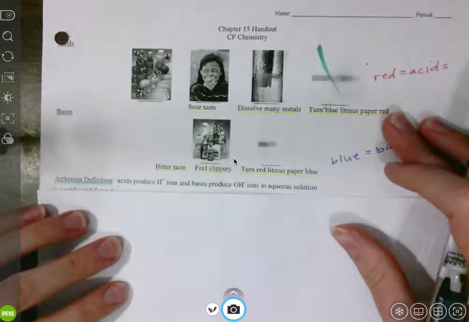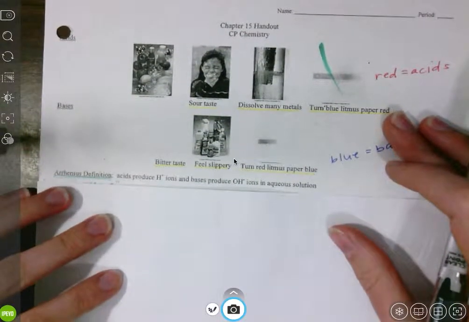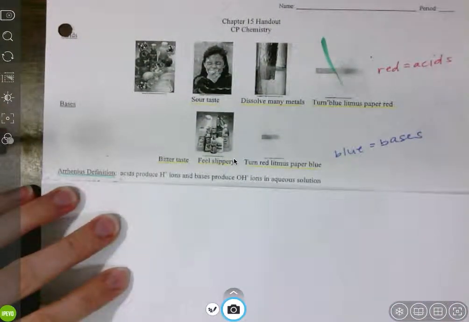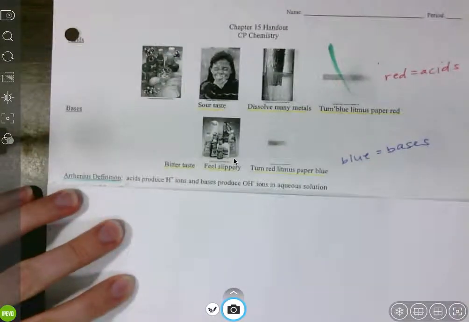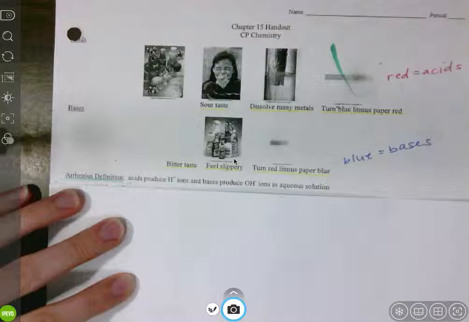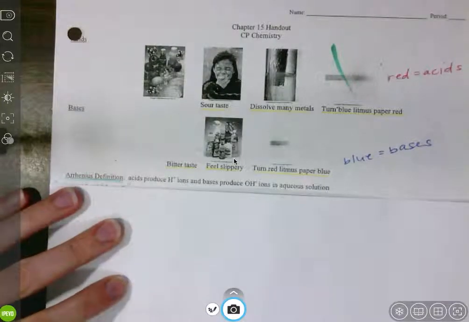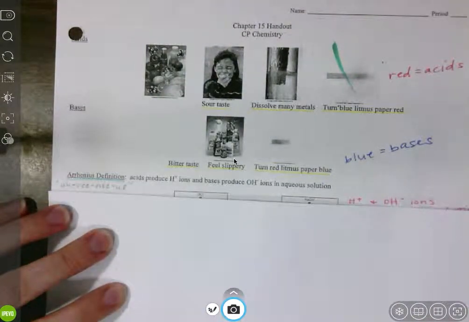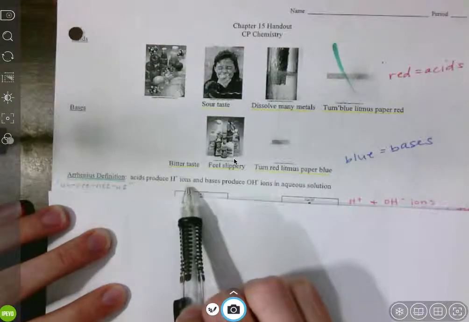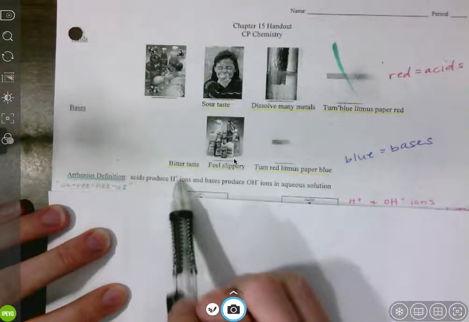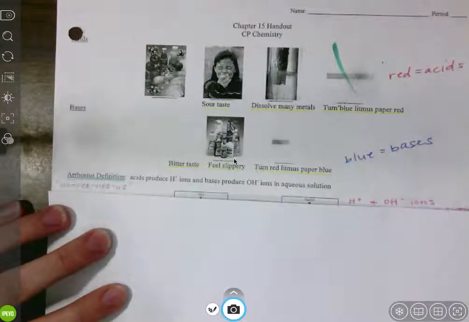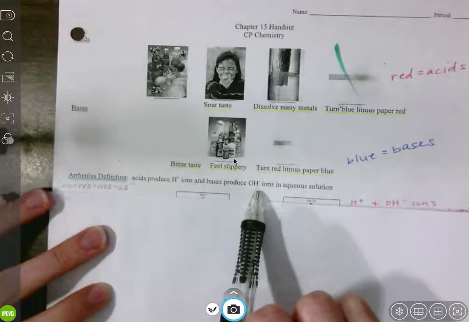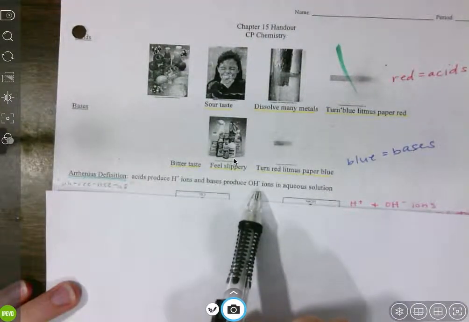Okay, we have two definitions of acids and bases. So the first scientist, chemist, who talked about acids and bases, his name was Arrhenius. His definition of acids and bases was that acids produce hydrogen ions. We refer to these hydrogen ions as protons a lot of the time, so I will use them interchangeably. So acids are going to produce hydrogen ions, and bases are going to produce hydroxide ions in aqueous solution.